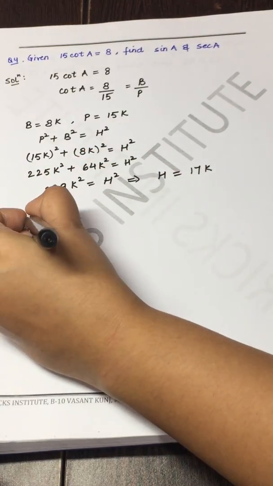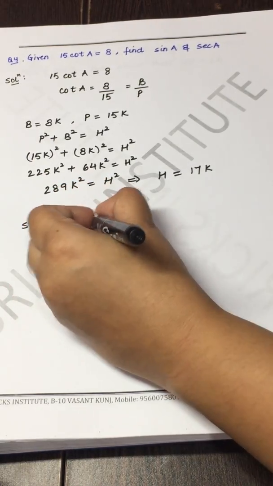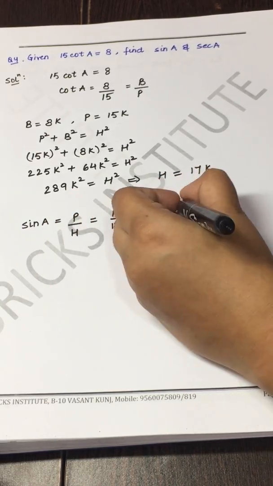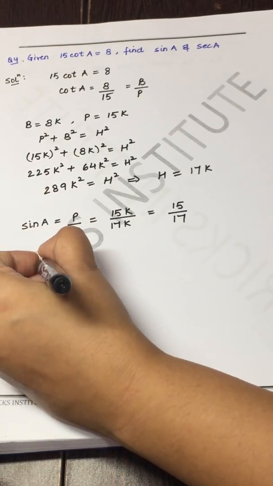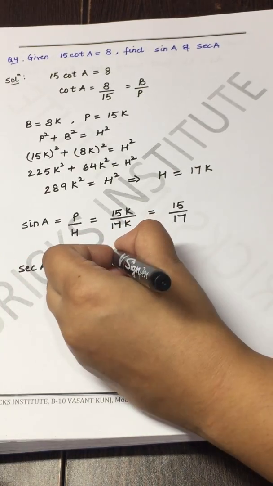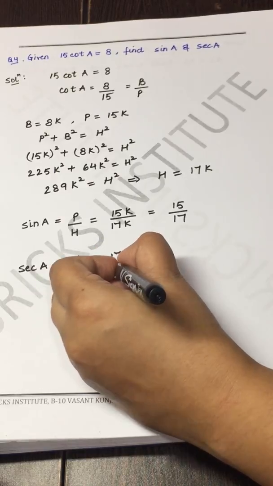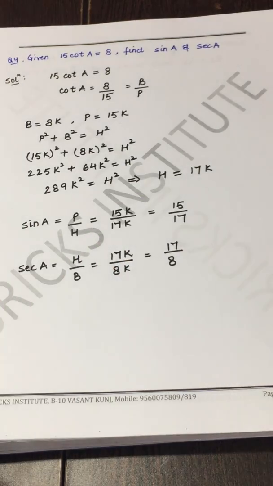So you have to calculate sin A, which is perpendicular upon hypotenuse. So 15K upon 17K. So the answer will be 15 upon 17. Similarly, sec A is hypotenuse upon base. So hypotenuse is 17K upon base is 8K. So your answer is 17 upon 8. Let's do question number 5 now.